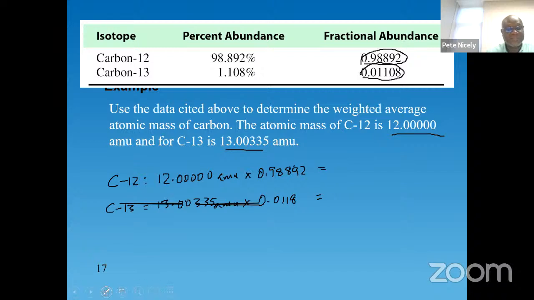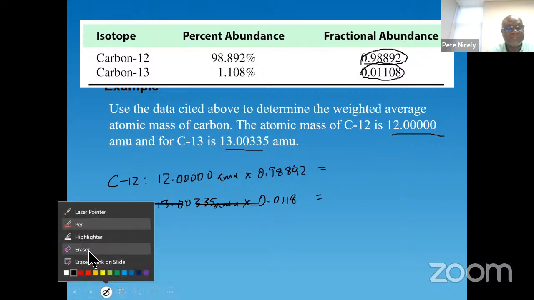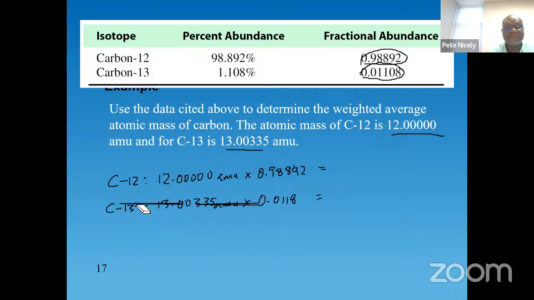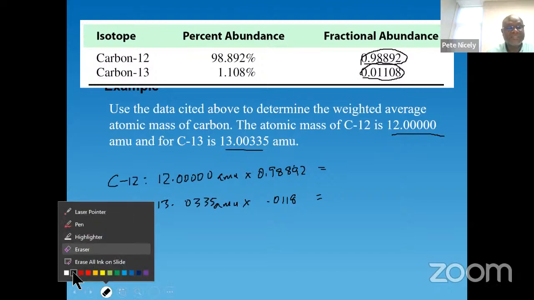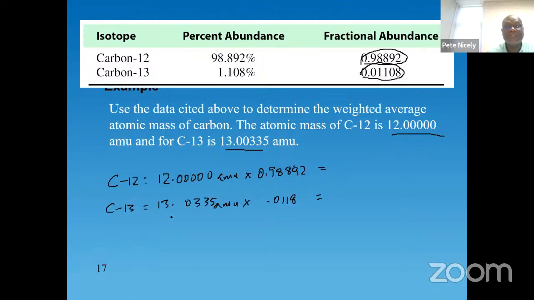Okay, let me get rid of this and correct it. There should be a 0 here, and there should be 0.0118. Okay, so we have to work out these products.